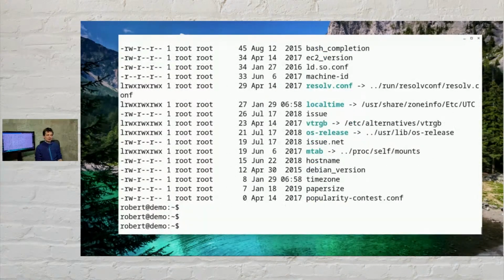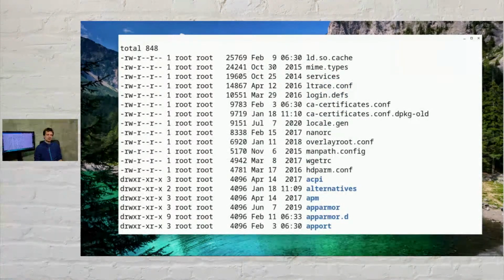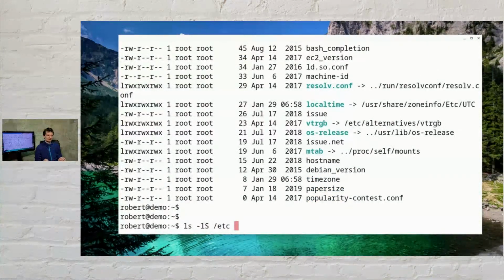So now we see we have the smallest file, an empty file, at the last line in the output, and if I scroll back a little bit, you'll see the biggest files here. The files that are listed first are the biggest. So ls -lS /etc gives me a list of files sorted by size.